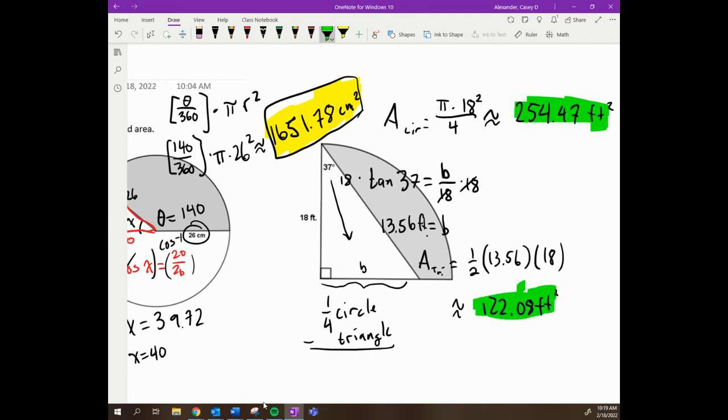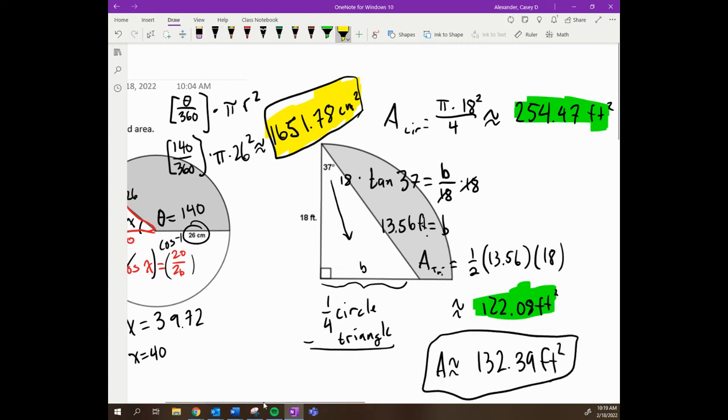And so we have our two different areas, 254.47 and 122.08, and then all you do is you subtract them. And so the total area that you were looking for is 132.39, is the number that I have. If you have anywhere that's in the neighborhood of 132.39, if it's 132 up to 133, then you did it correctly. Our rounding is just different, I think.